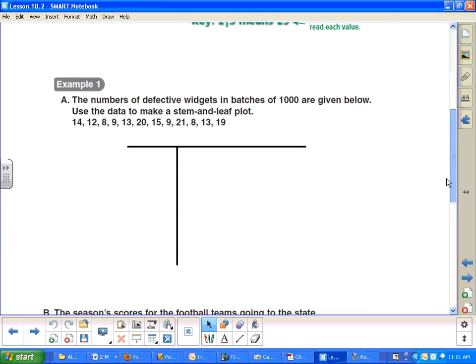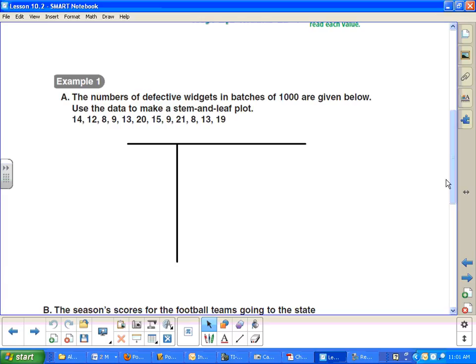So if you remember how to make them, then this should be reasonably easy. So here they give us this set of numbers, and they want us to make a stem and leaf plot for those numbers. Now, what would be one thing we could do to make it easier? Okay, we could order them from least to greatest. So let's do that first of all, at least in this example to help us out.